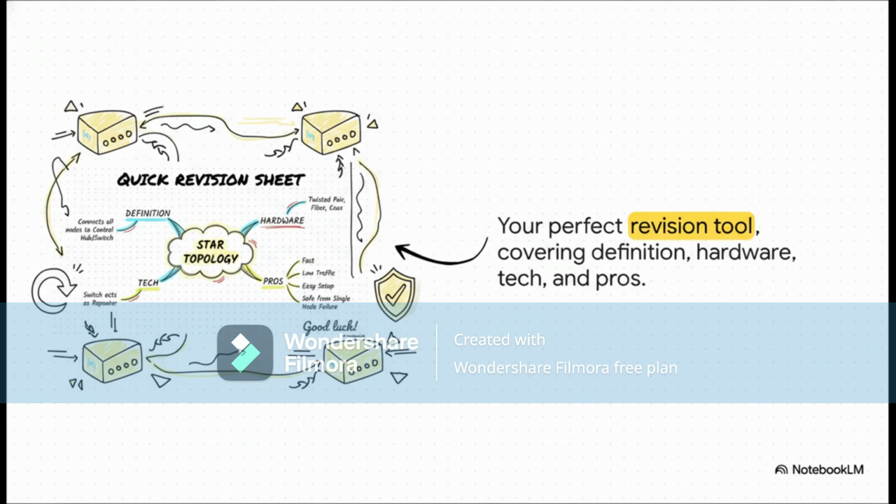You can see everything in one spot. You've got the main definition, the hardware we talked about, the key tech like the switch acting as a repeater, and of course, all those awesome advantages. Fast, easy to manage, and most importantly, safe if one part fails.